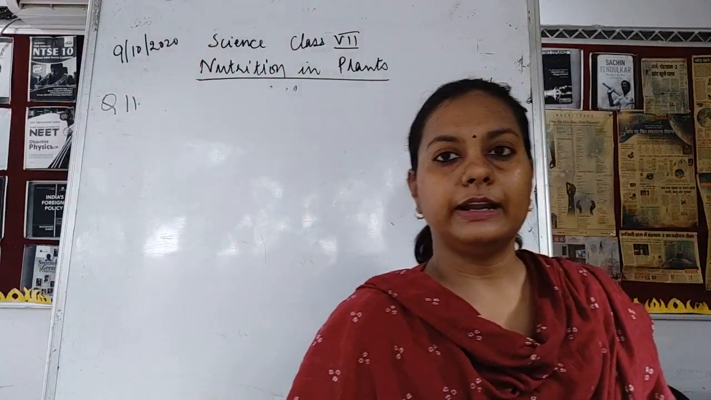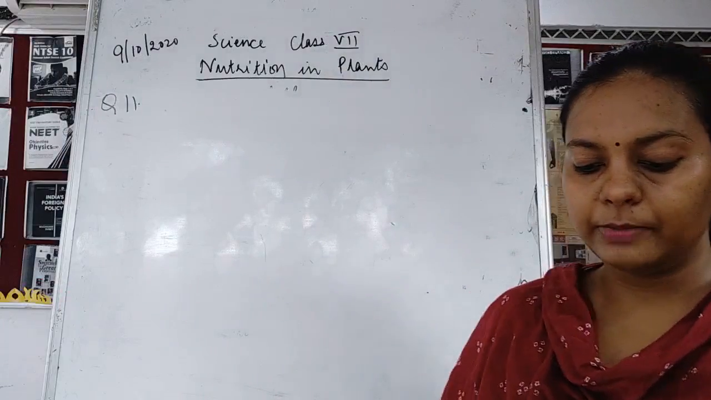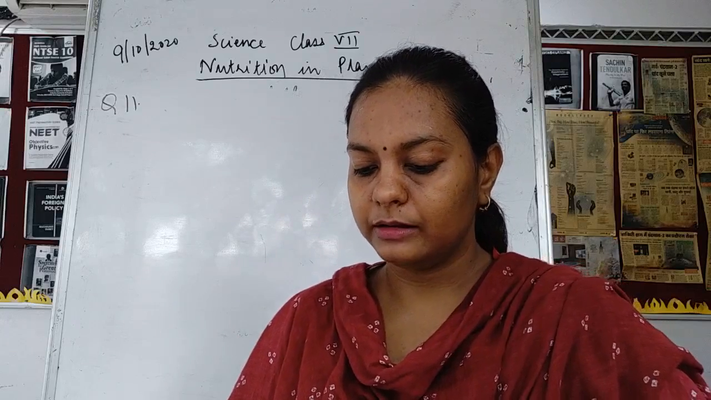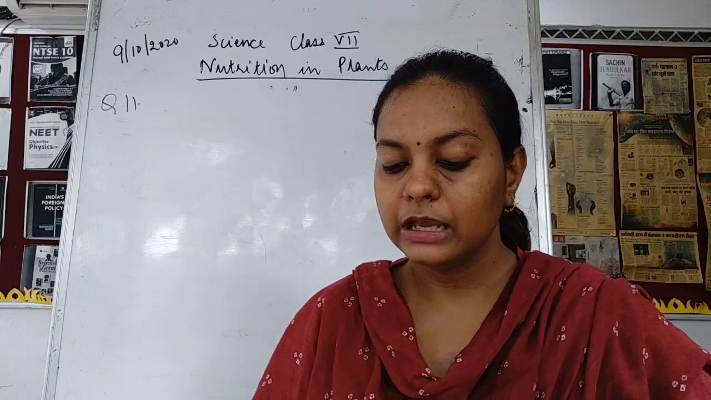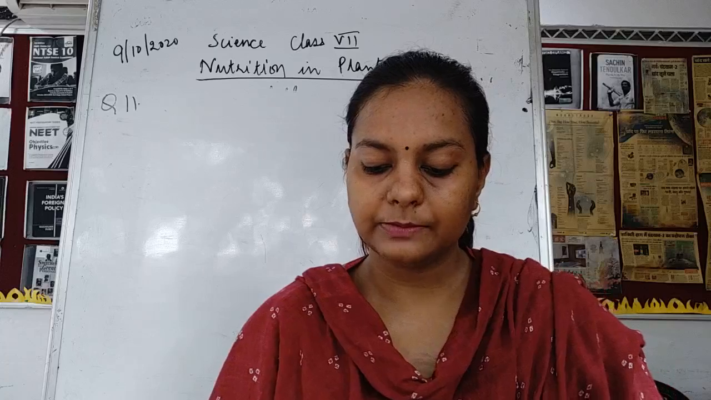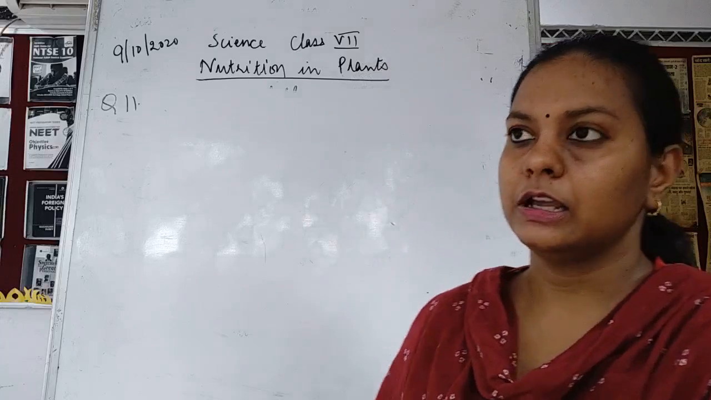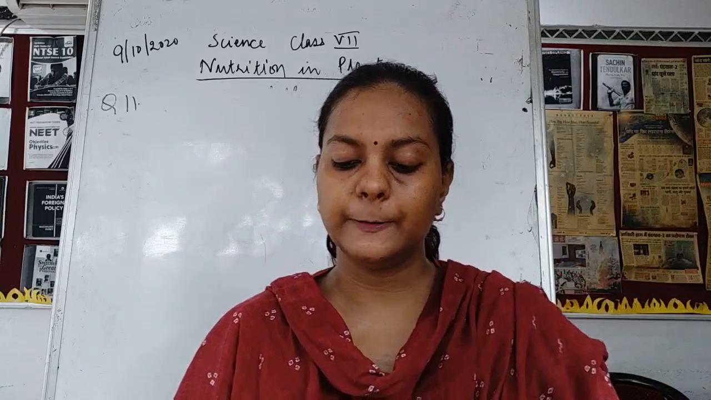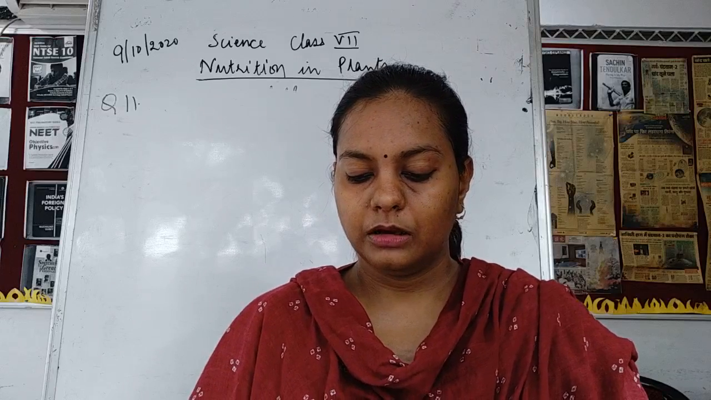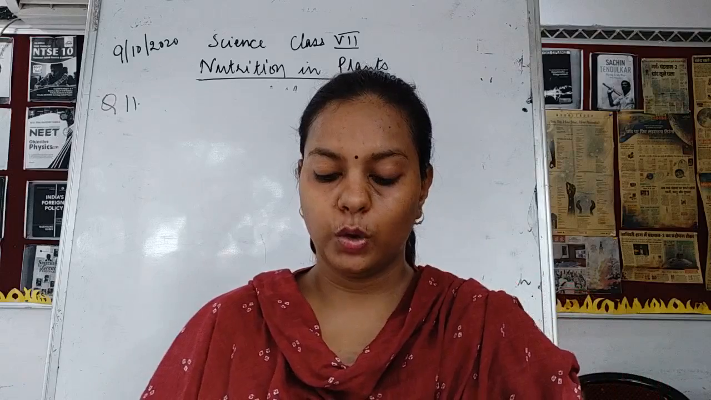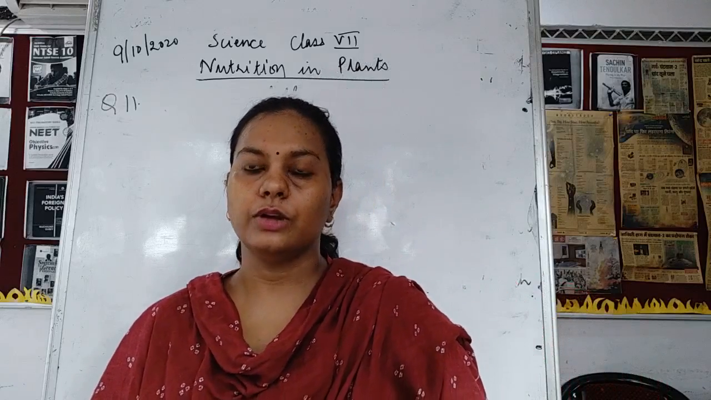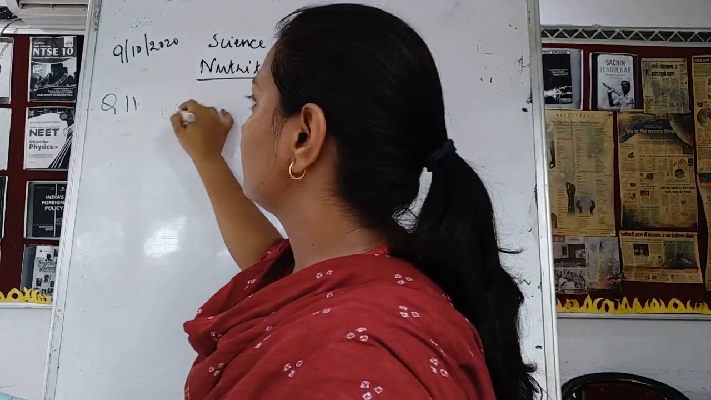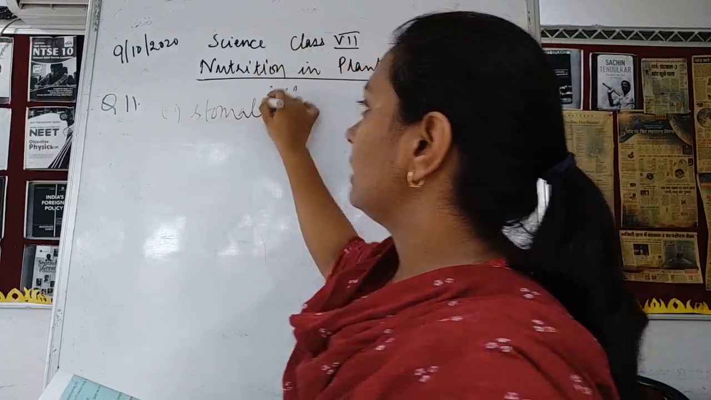No, this is not the question. Question number 11 is: which part of the plant takes up carbon dioxide from the air for photosynthesis? So the options are root hair. Is the plant going to take up carbon dioxide from the air with root hair? No. Then stomata, then leaf veins, then petals. So stomata is the right answer.